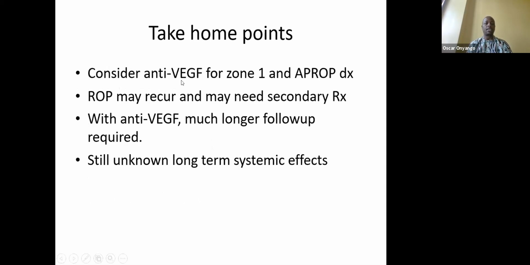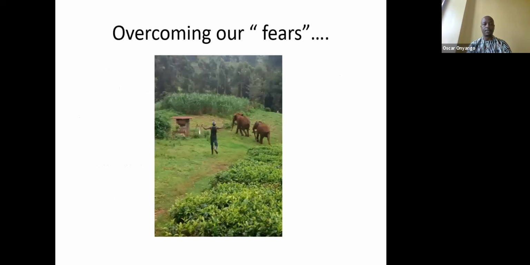Take-home points: you consider anti-VEGF for zone 1 and anterior posterior disease. The more posterior the disease, the higher the likelihood anti-VEGF will work better, even if you don't have a laser machine. ROP may recur and may need secondary treatment. I've talked about that. With anti-VEGF, much longer follow-up is required. Long-term systemic effects are still unknown. We've used anti-VEGF in the eye for probably over 10 or 11 years, and so far, so good.